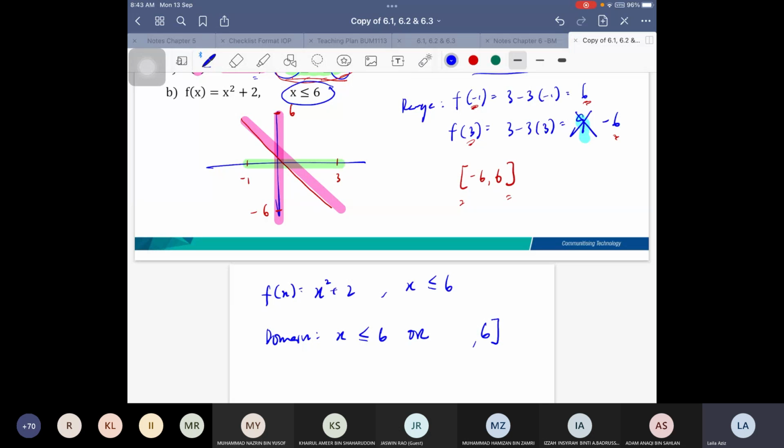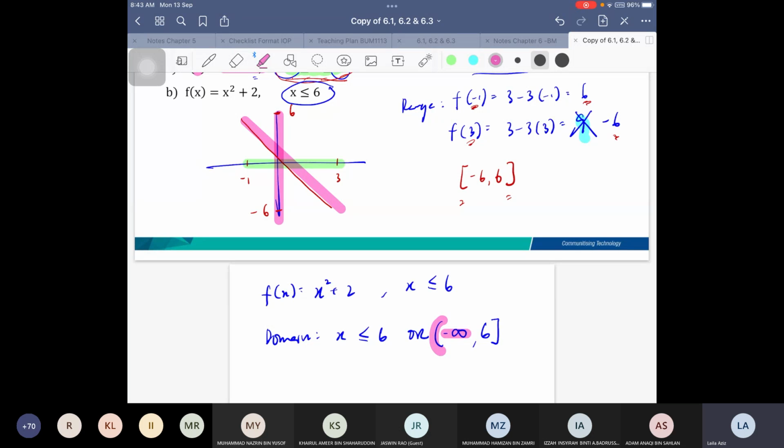And nombor paling kecil ni kita tak tahulah. So dia boleh extend sampai negative infinity. And remember bila kita pakai infinity, tak kisahlah negative infinity ke positive infinity, so kita sentiasa pakai round bracket. Sebabnya kenapa round bracket? Sebab kita tak tahu nilai tu dia berhenti dekat mana. So negative 2 billion ke, negative 3 billion ke.